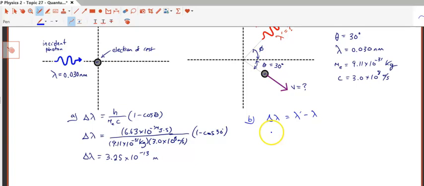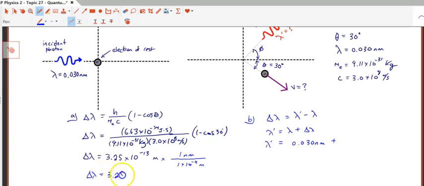So if we want to find the shifted wavelength, we take the original wavelength and we add the change in lambda. In this problem, we are told that the wavelength is 0.030 nanometers, and then the shifted wavelength is 3.25 times 10 to the power of negative 13 meters. Maybe we'll convert that to nanometers. In 1 nanometer, there is 1 times 10 to the power negative 9 meters. That gives you 3.25 to the power of negative 4 nanometers. Okay, so then we add that to this.